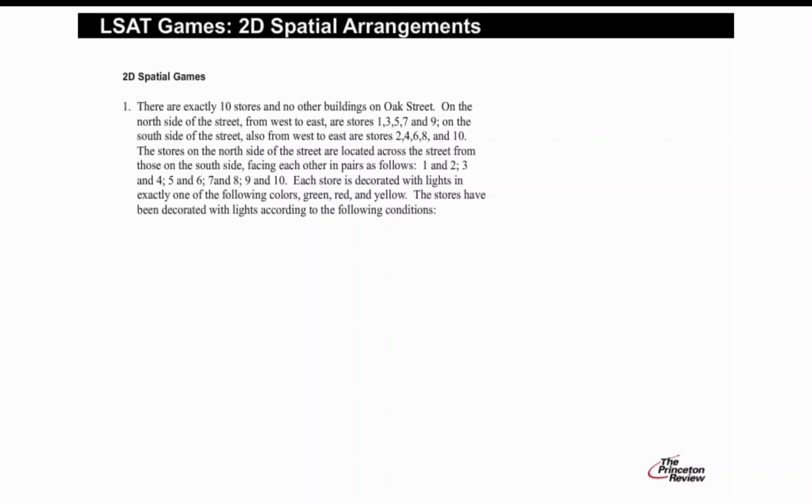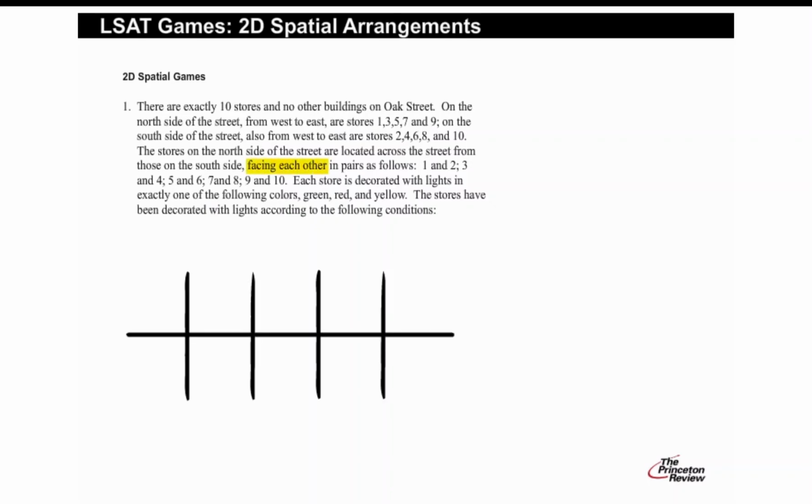The stores on the north side of the street are located across the street from those on the south side, facing each other in pairs as follows: 1 and 2, 3 and 4, 5 and 6, 7 and 8, 9 and 10. Each store is decorated with lights in exactly one of the following colors: green, red, and yellow. The stores have been decorated with lights according to the following conditions.